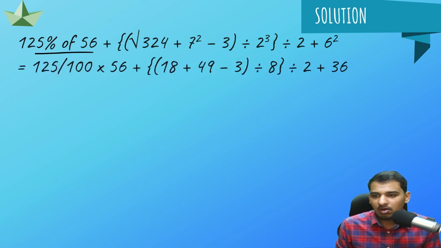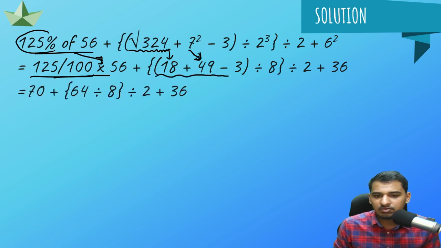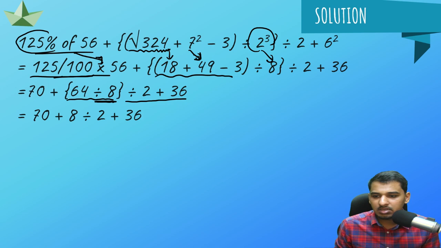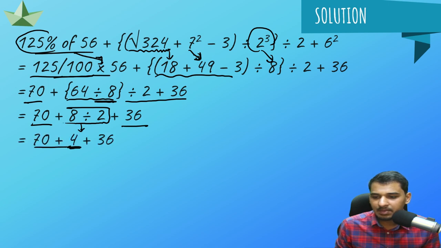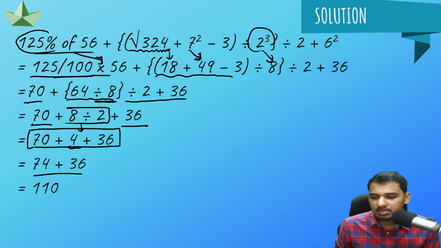So first, "of" is given here, and 125%. 125% is 125 by 100, and this multiplication we have performed. 324 under root is 18 and 7 square is 49. So we have performed these operations. Now when you perform this, you will get 64, and this 2 cube we have performed, this will get you 8 here. Divide, and this again is 70. 70 plus 8 divided by 2 plus 36, this will be 4 here. So this comes out as 110. This is how you will have to do it. I hope this is clear to you.